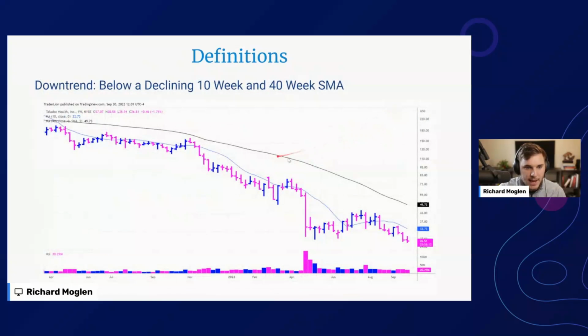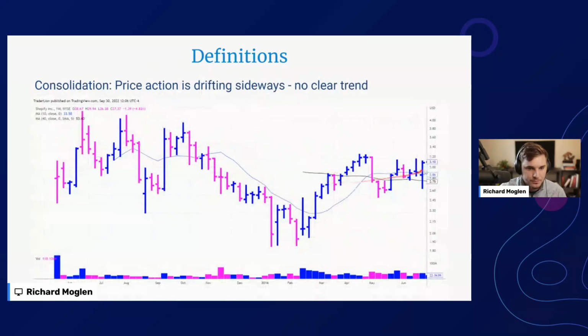On the flip side, a downtrend is simply when price is trending below a declining 10 and 40-week moving average. This, I believe, is Teladoc during this year. Definitely a very strong downtrend. You can see we also had this gap down on earnings, and we just continue to trend below a declining 10 and 40-week moving average.